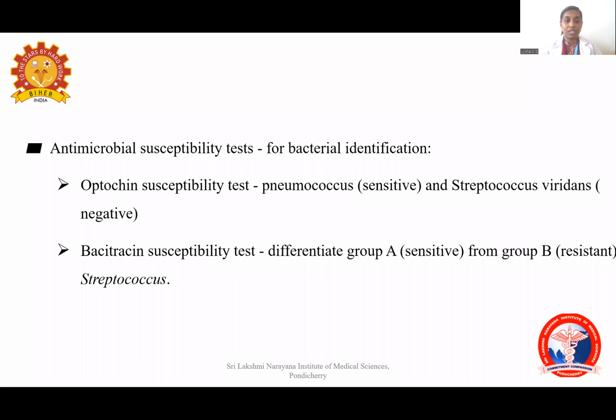Then bacitracin susceptibility test, it is used to differentiate group A streptococci from group B streptococci. Both will be hemolytic, and group A can be differentiated from group B by bacitracin test. Group A will be sensitive to bacitracin. Group B will be resistant to bacitracin. So these are certain antibiotic discs that we can use for identification of bacteria.